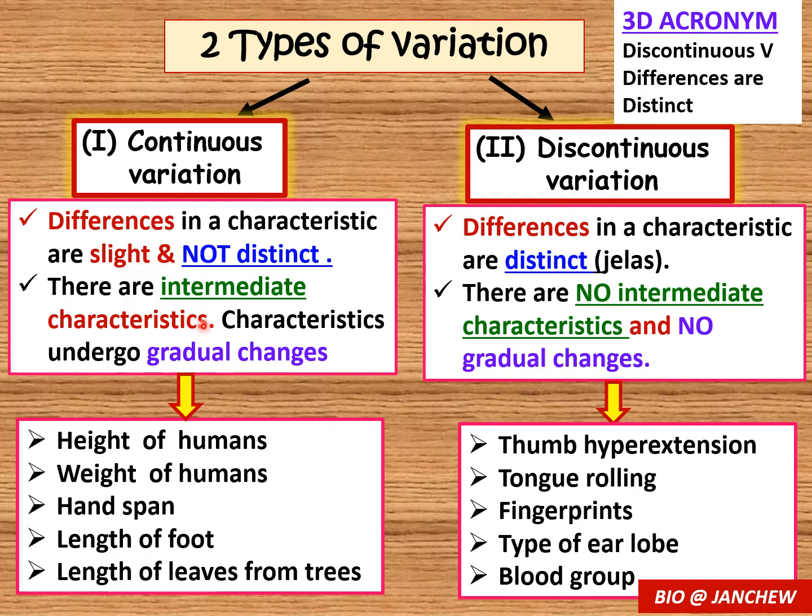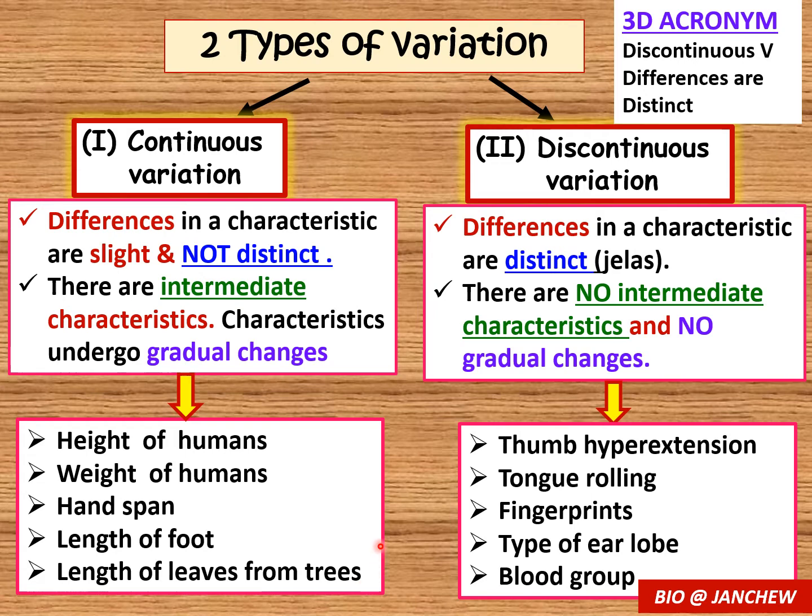And then there are many intermediate characteristics. For example, the height of one person may be 160 and another 170 cm, but in between there are many different intermediate heights, for example 161 cm, 162 cm, 163 cm, and so forth. Characteristics undergo gradual changes, moving from the shorter person to the medium height and then to the tallest person. Examples are the height of humans, weight of humans, hand span, length of foot, length of leaves from trees. All these are examples of continuous variation.